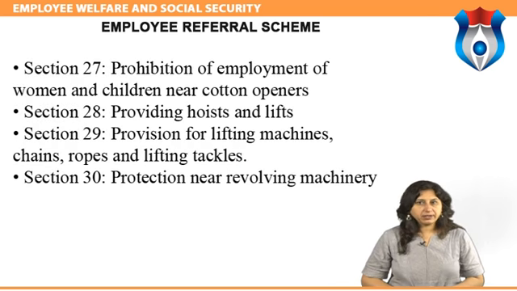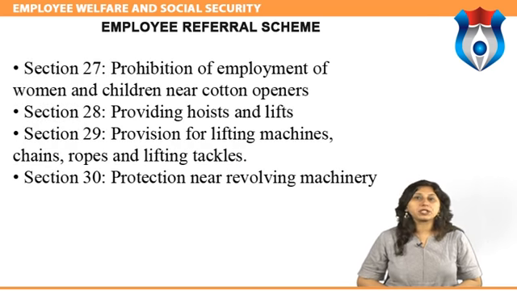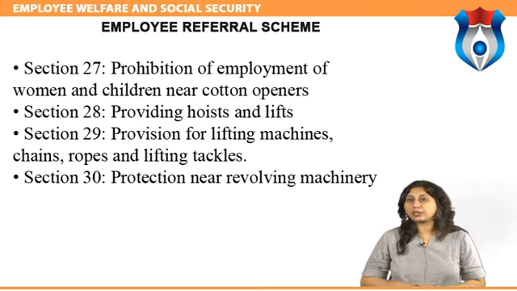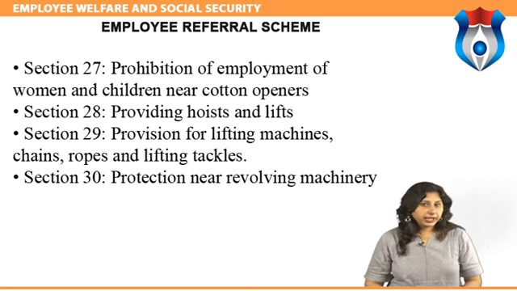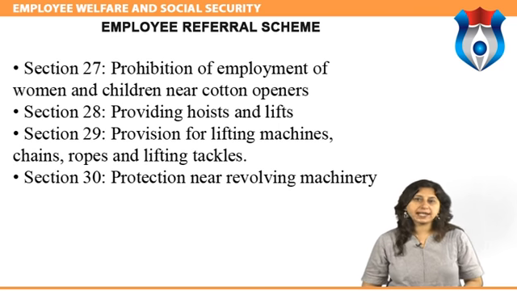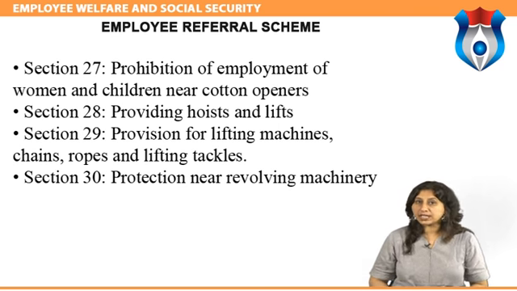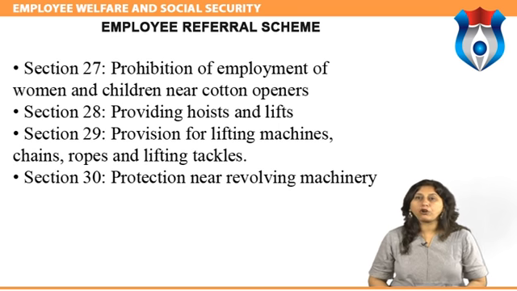Section 27: prohibition of employment of women and children near cotton openers. Section 28: providing hoists and lifts. Section 29: provision for lifting machines, chains, ropes and lifting tackles. Section 30: protection near revolving machinery.